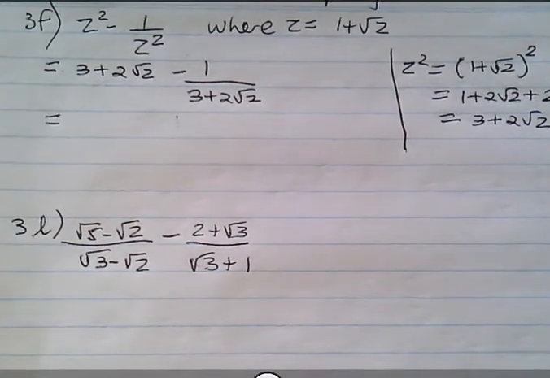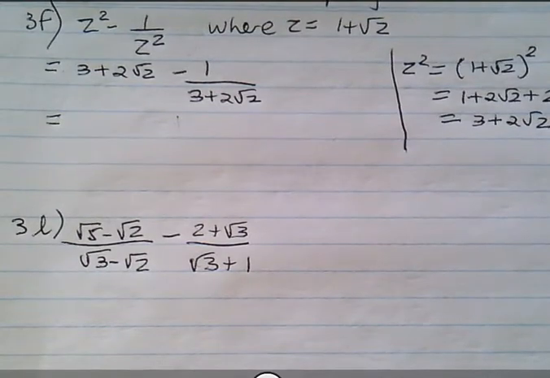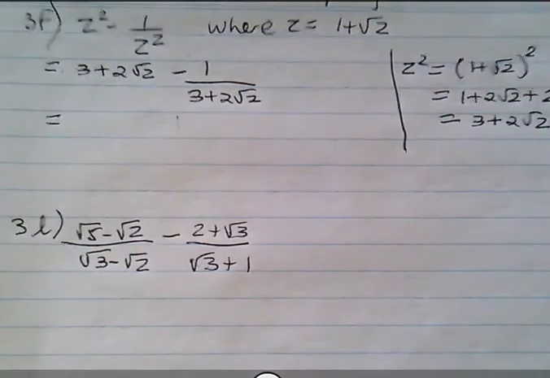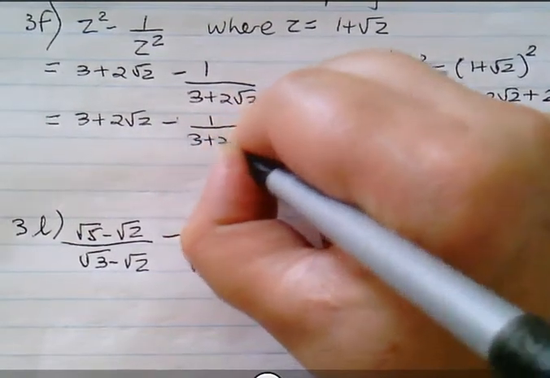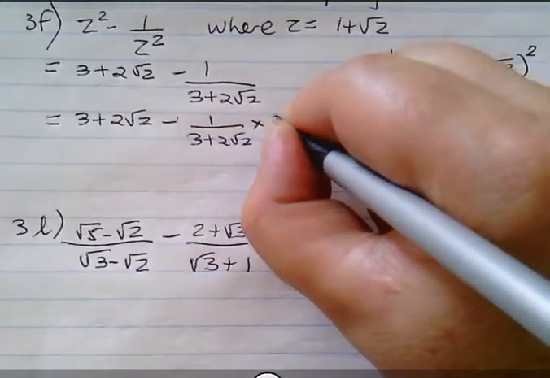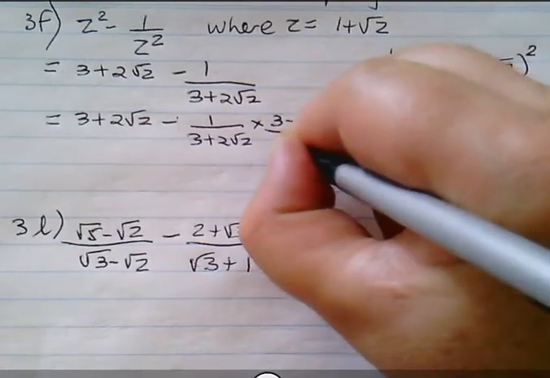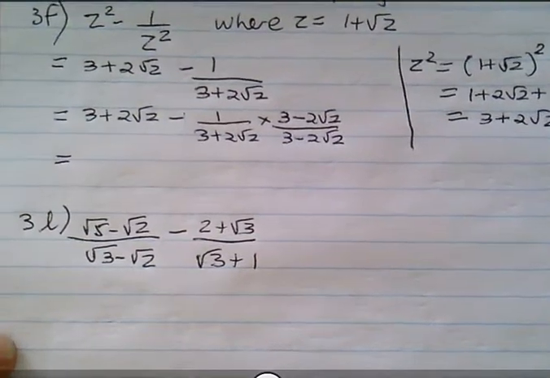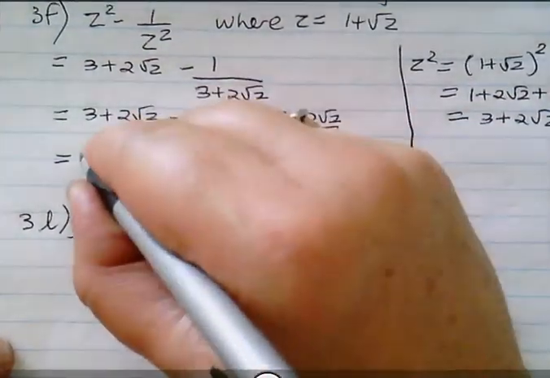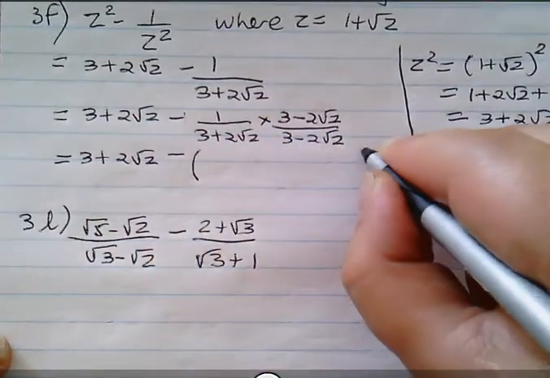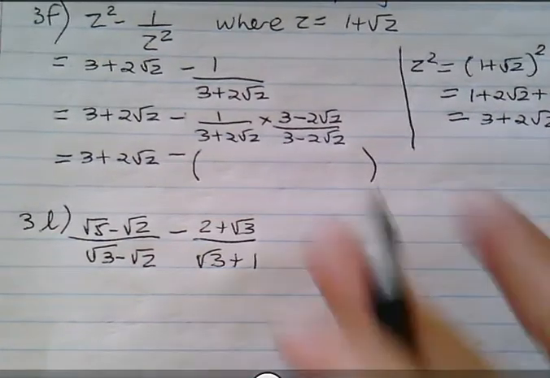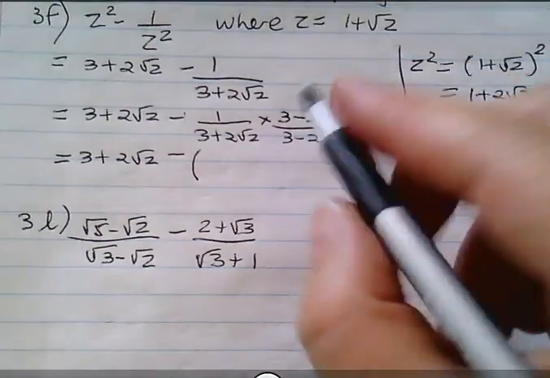You can either choose to make a common denominator, but look, we only want a rational denominator. We could probably just rationalise this second one without making a common denominator. So 3 plus 2 root 2 minus 1 over 3 plus 2 root 2 times what? 3 minus 2 root 2 over 3 minus 2 root 2. I probably could have just done it on this line here. So it's 3 plus 2 root 2 minus, I just have to put a bracket, got to be careful here, because it's minus all of that. So put brackets, and what have you got on your numerator?